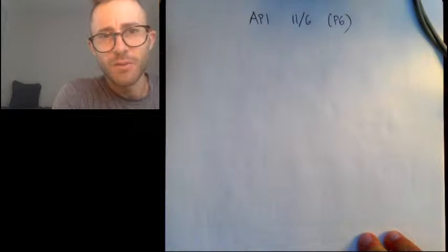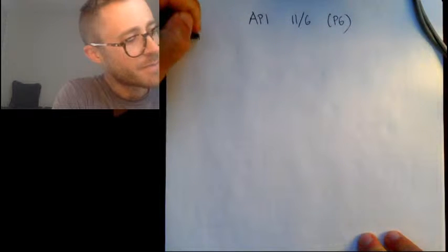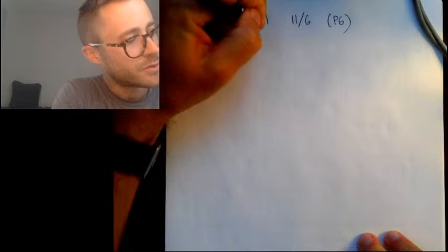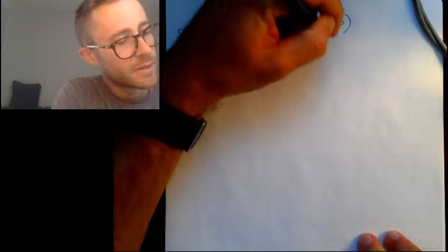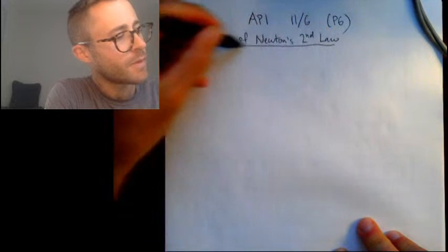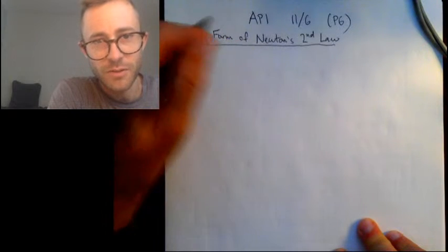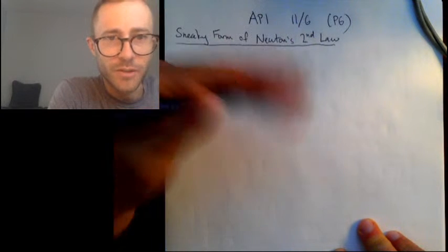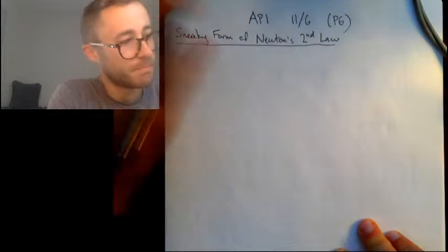So what we're going to learn about first is something I like to call the sneaky form of Newton's second law. If you look up sneaky form of Newton's second law on Google, you won't find anything. This is just what I call it, okay? So basically, we're just going to rewrite Newton's second law in terms of momentum, okay?